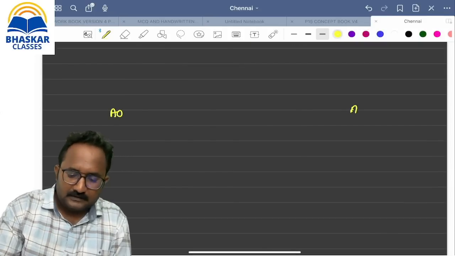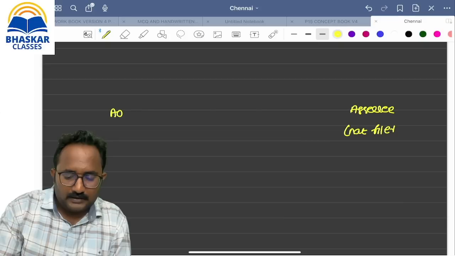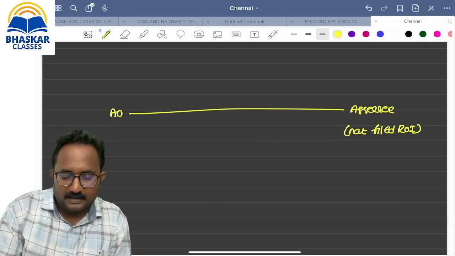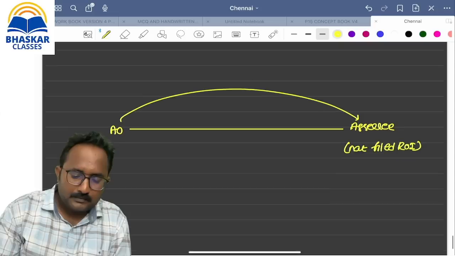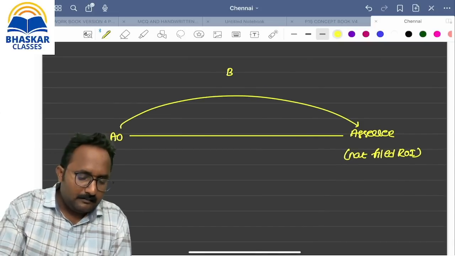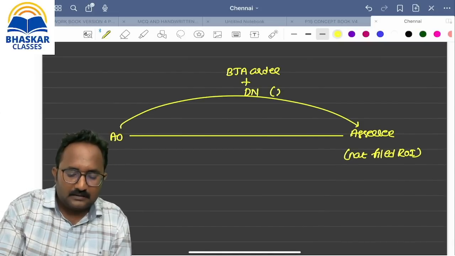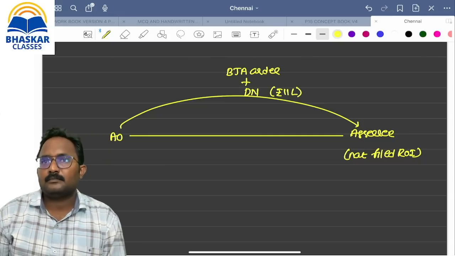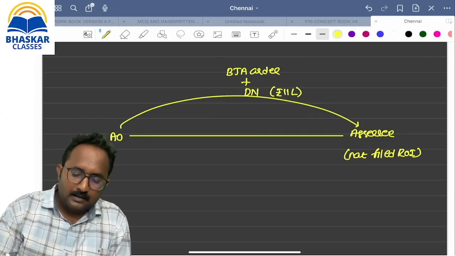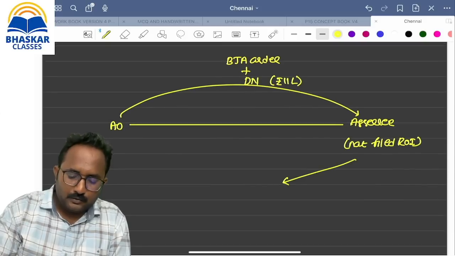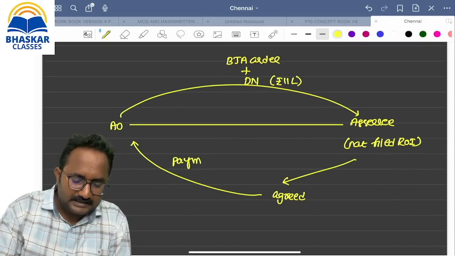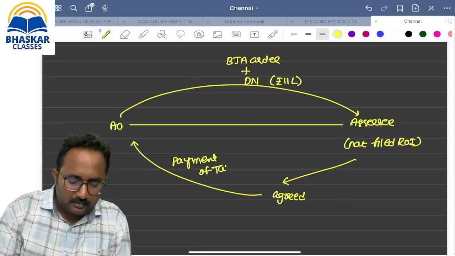EAO, SSC. Can you tell me, SSC has not filed the return of income? If SSC has not filed the return of income, which assessment can be conducted by the assessing officer? Best judgment assessment. Best judgment assessment order is given, and the demand notice is also given. He is asking for rupees 11 lakh tax in the demand notice. Now, yes, you have an option. If you agree with that assessment, you have to pay the tax within how many days? 30 days. Payment of tax you have to do within 30 days.